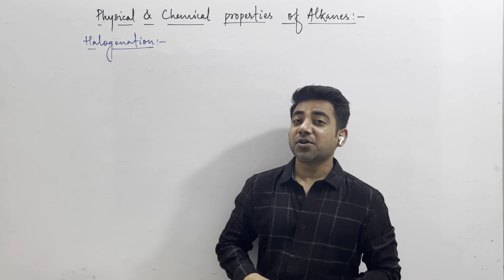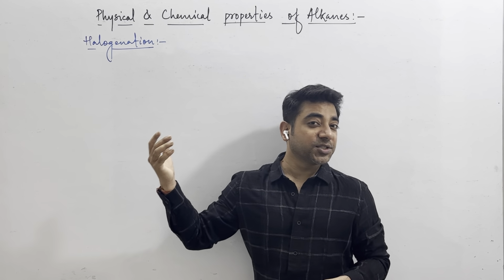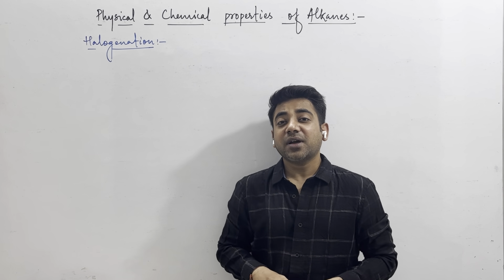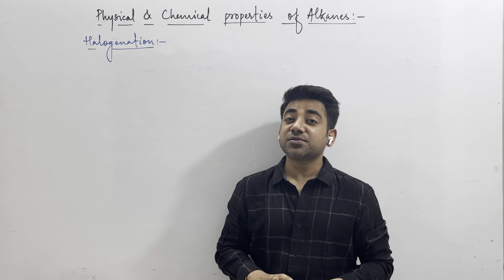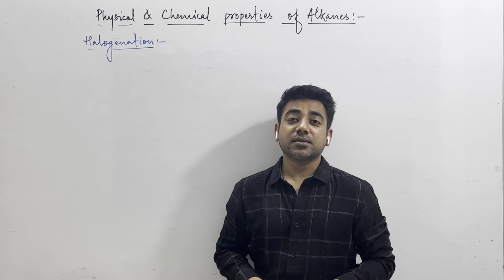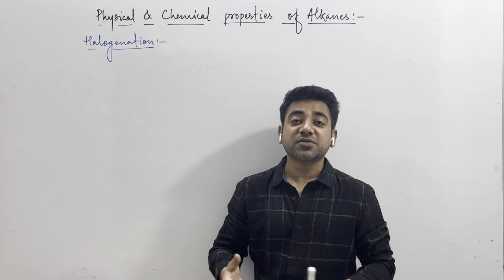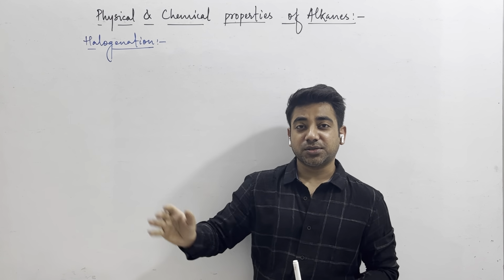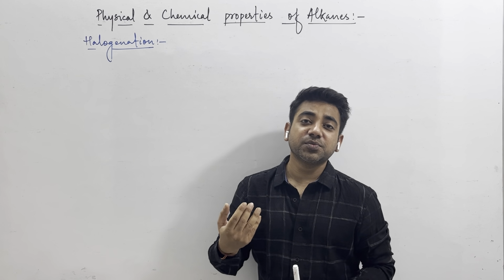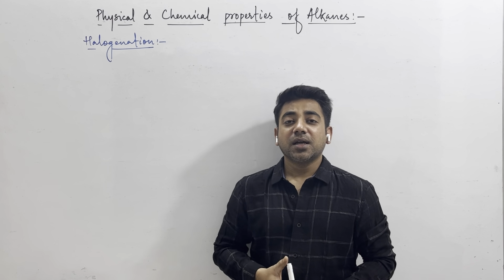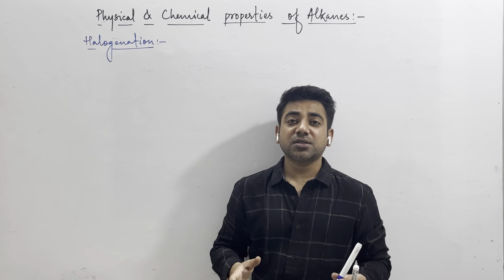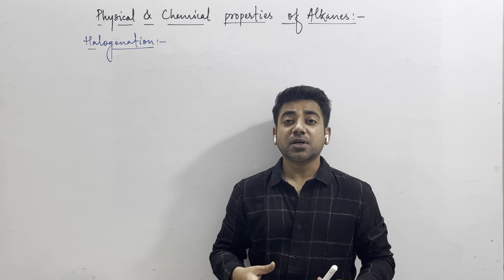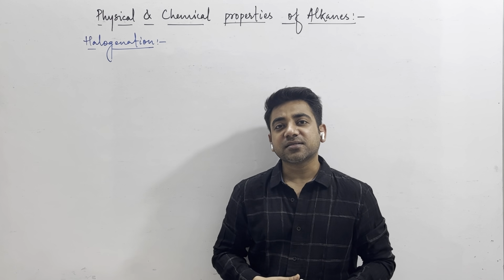First of all, we will not be talking about the fluorination in this. Fluorination we don't talk because fluorine being highly reactive, the reaction is very violent and it is not possible to control such violent reactions. So we will not be talking about the fluorination. Then coming to chlorination, bromination and iodination. Chlorination and bromination can occur in the presence of sunlight or upon heating above around 500 degrees Celsius.